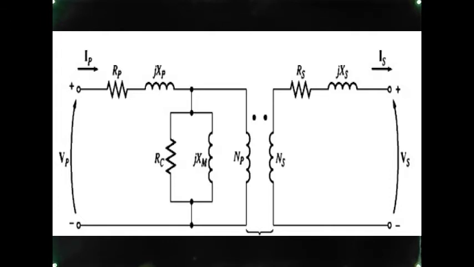On the secondary side, you have resistance RS representing the secondary winding resistance and contributing towards the copper loss in the secondary winding. And you have the reactance XS representing the reactance owing to the leakage flux in the secondary winding. So this is about the equivalent circuit that we studied last time.